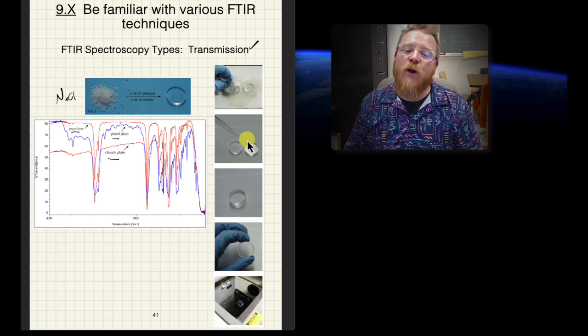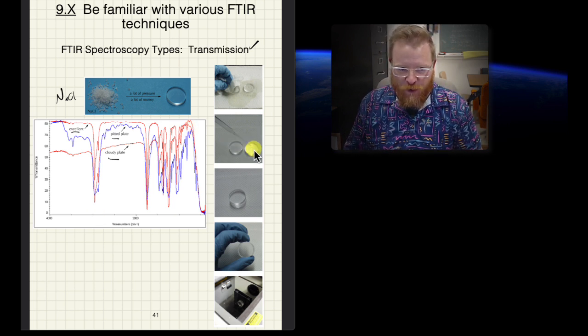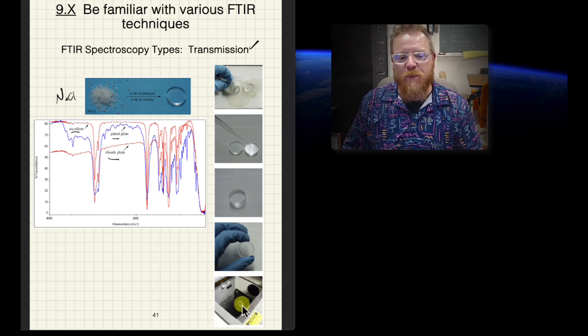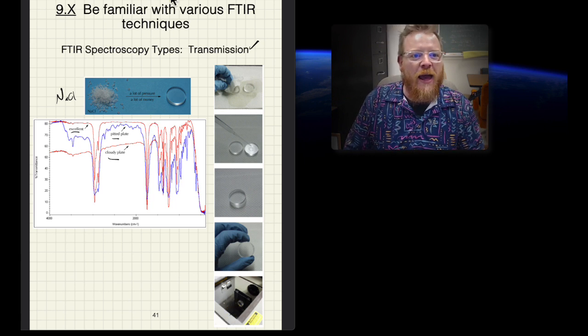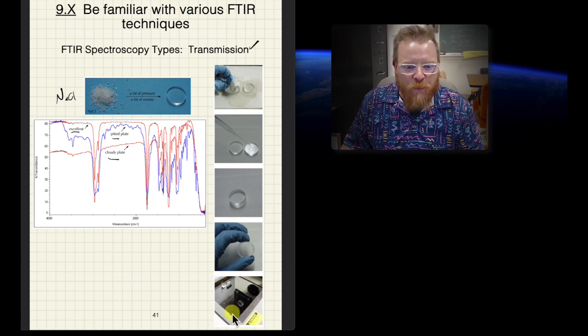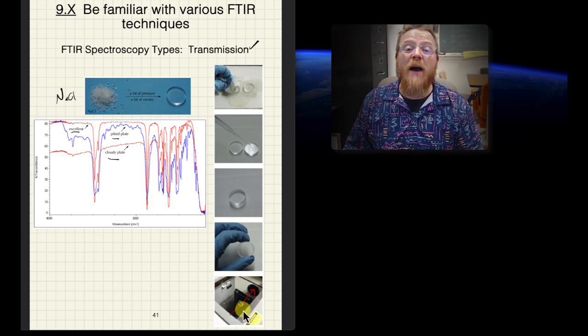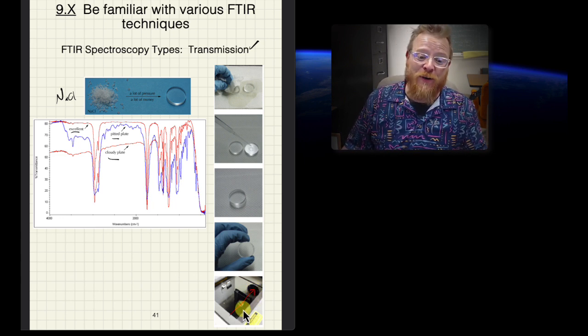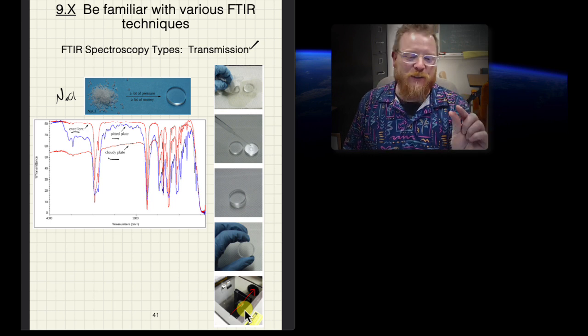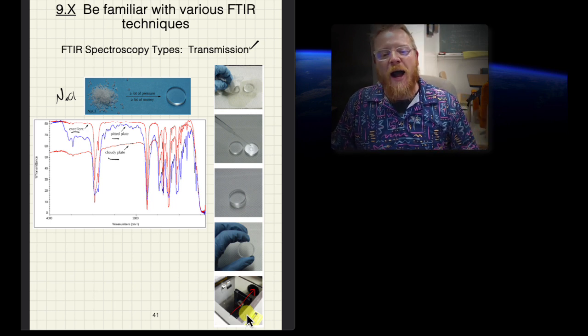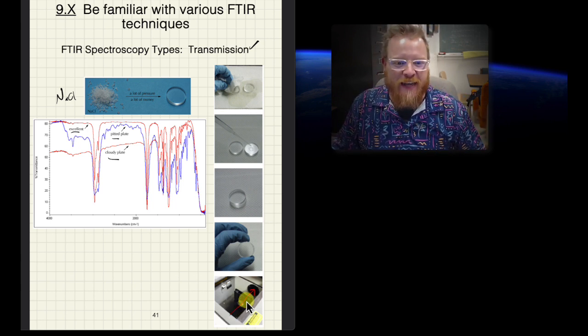And so the way this would go, right, you would put your molecule of interest there, you would sandwich it between two optics, and you would put those optics in a holder where the IR beam would then transmit through. And of course, you have to be able to take a background spectra beforehand. So your background spectra would just be two salt optics smashed together.